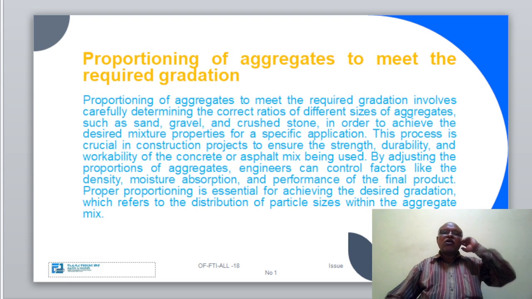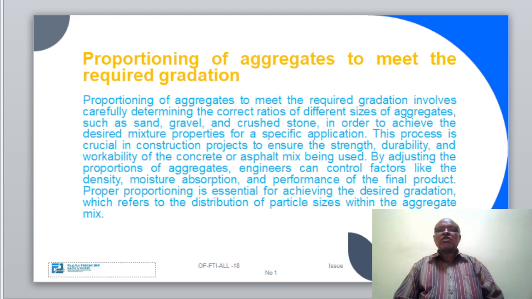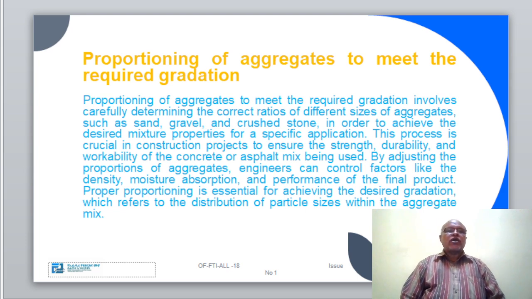Asphalt mix design is a critical process in ensuring the quality and performance of asphalt pavement. One key aspect of mix design is the proportioning of aggregate to achieve the desired gradation. The first step in proportioning aggregate for asphalt mix design is to determine the specific requirements of the project, including the type of asphalt mix, traffic volume, and the environmental conditions.